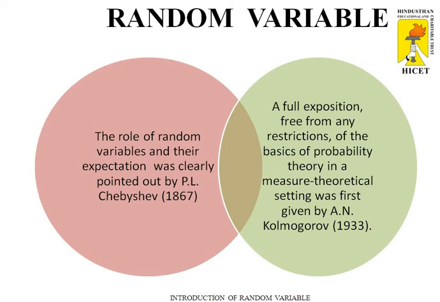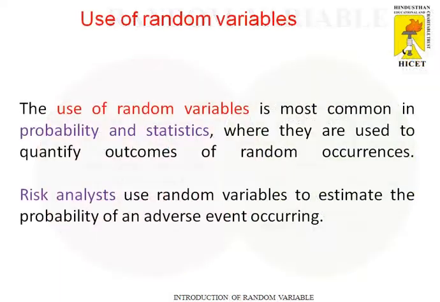In that context, a random variable is understood as a measurable function defined on a probability space that maps from the sample space to real numbers. The role of random variables and their expectation was clearly pointed out by P. L. Chebyshev. A full exposition, free from any restrictions, of the basics of probability theory in a measure theoretical setting was first given by Kolmogorov.